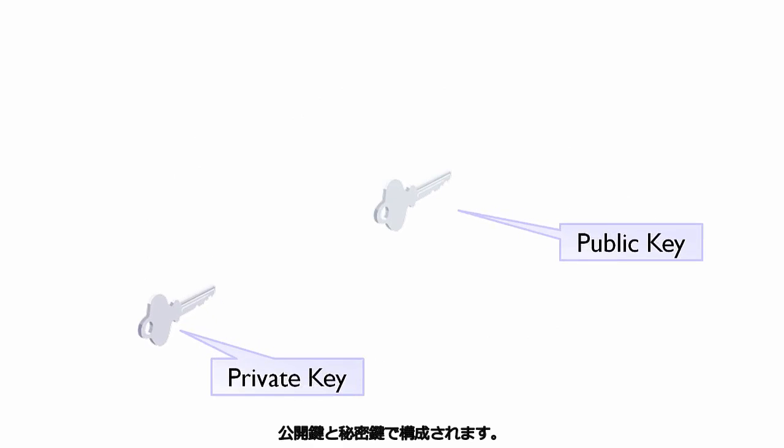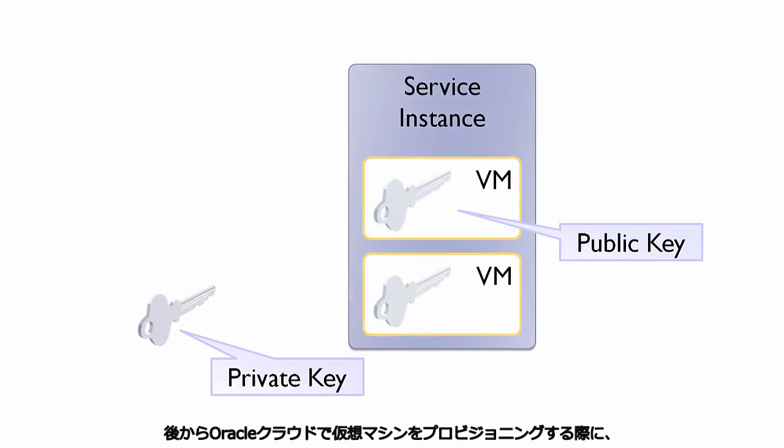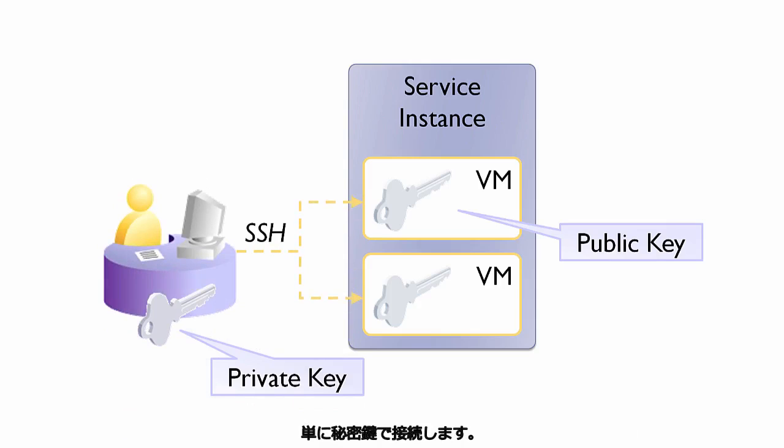SSH keys come in pairs and consist of a public key and a private key. Later, when I provision my VMs in the Oracle Cloud, I'll supply the public key. Then if I ever need to access my VMs from a command line, I simply connect with the private key.